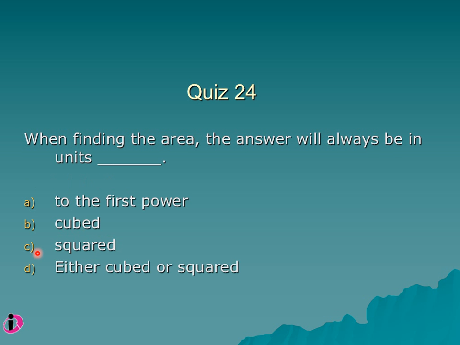When finding the area, the answer will always be in what unit? It will always be in square units, right? Because you'll be multiplying the feet twice. Feet times feet, or meter times meter, something like that. So the right answer will be C.